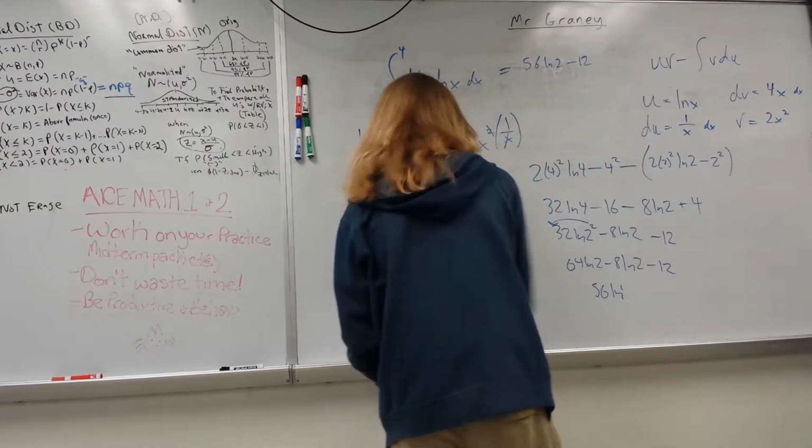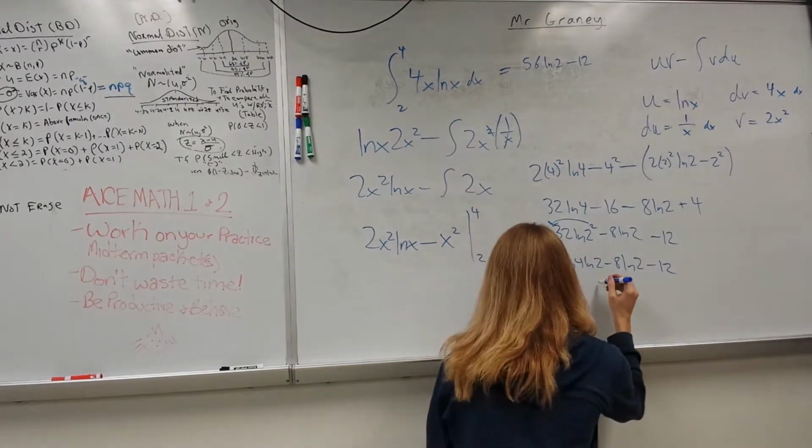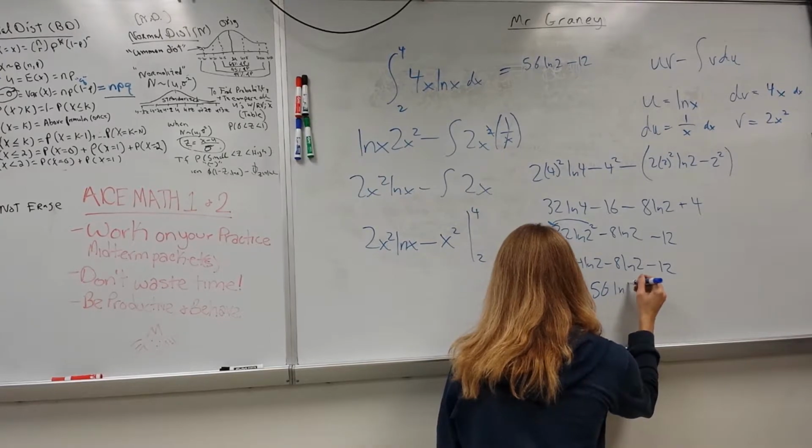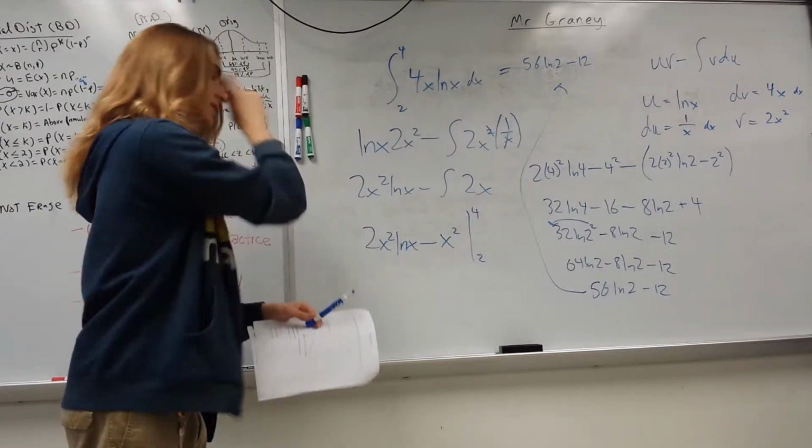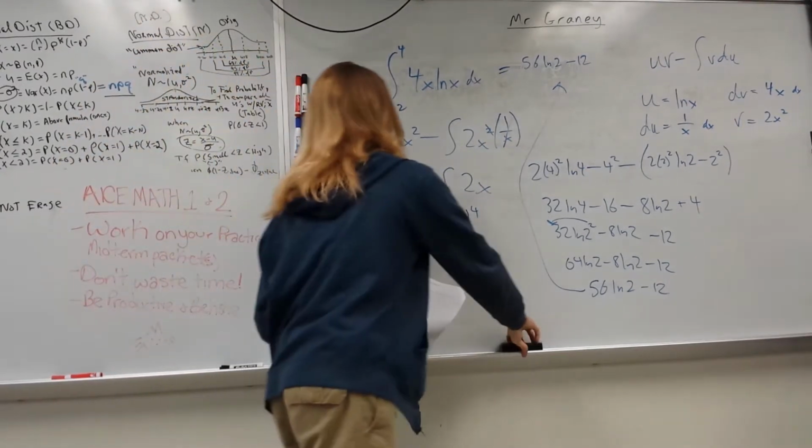I can't write this. I'm writing in a different language. 56 ln of 2 minus 12, and that's that. So that's how we do that. And that was 5 points.